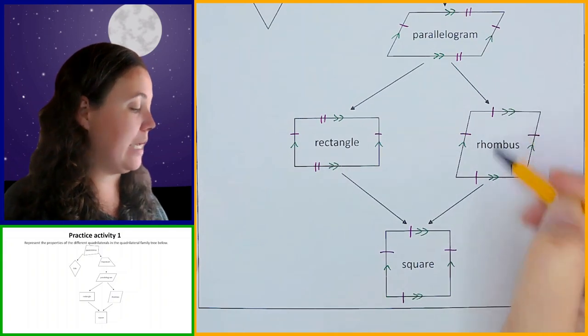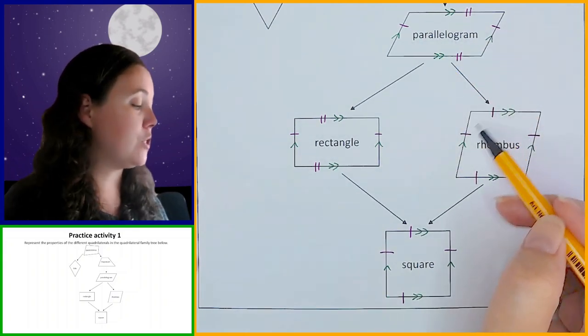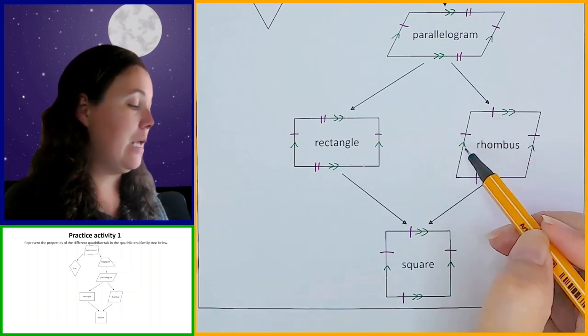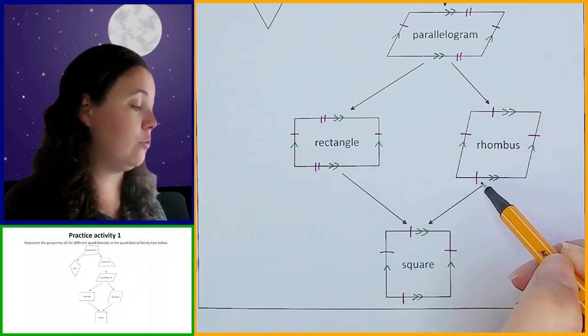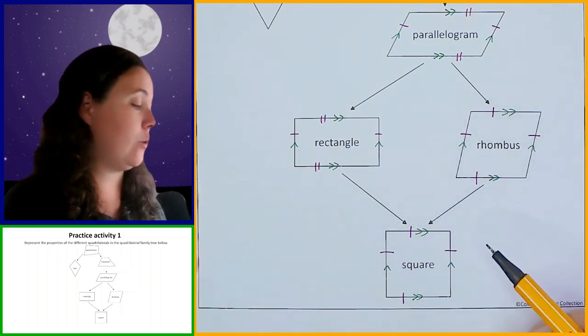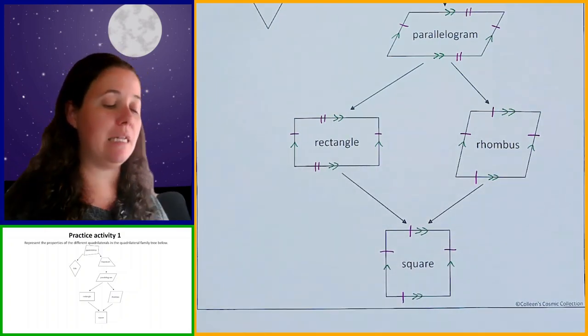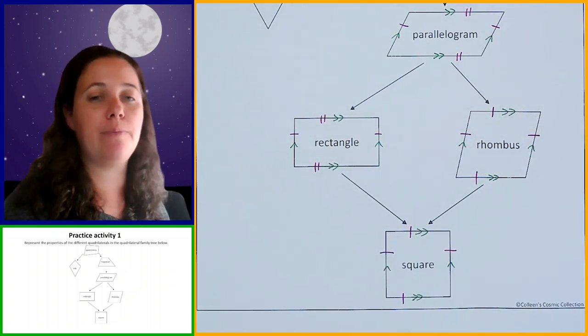So the opposite sides are still equal, just like they were for a parallelogram, but they're also equal to the adjacent sides. When we have a rhombus, we can say that so long as it is a parallelogram that has one pair of adjacent sides equal, it means that all of the sides will be equal. And the same thing happens with a square as well. Okay, so those are all the lengths of the sides. Now let's take a look at the angles in the different shapes.